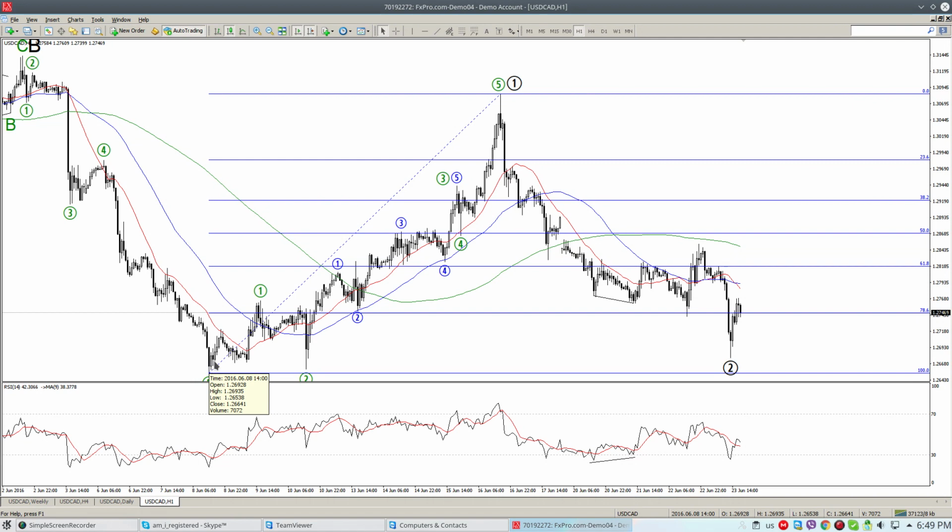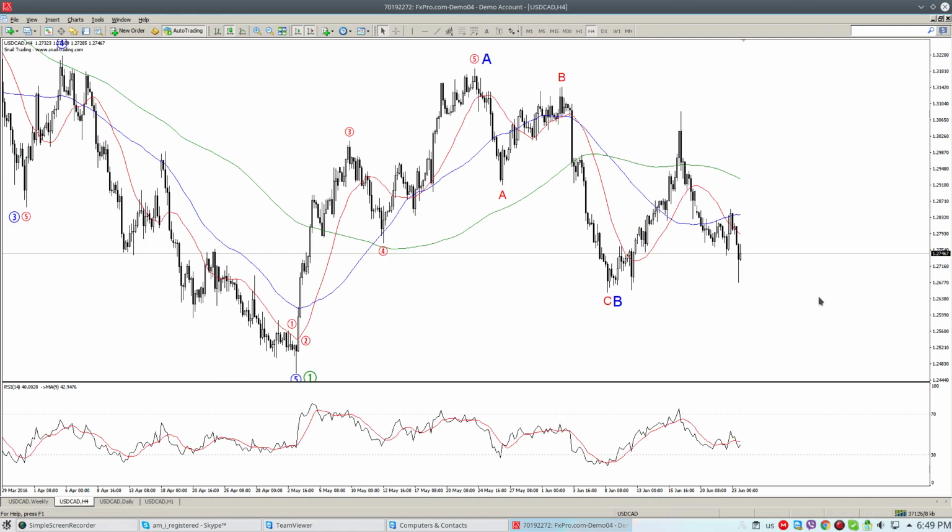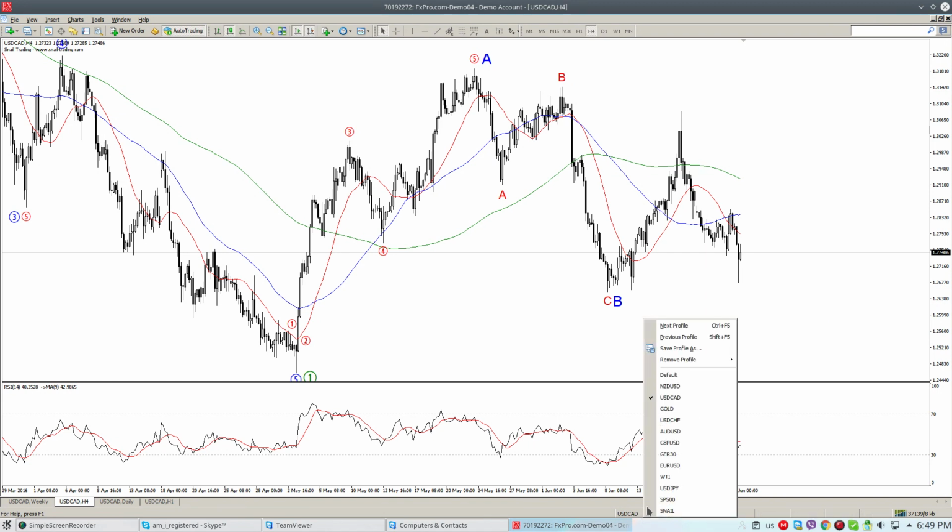1.2654, will invalidate this count and will open the Pandora's box for more losses for the Canadian dollar, and if you like, that will be more losses for the US dollar, and that will be more losses across the board and not only for the loonie. So that's all for the loonie.